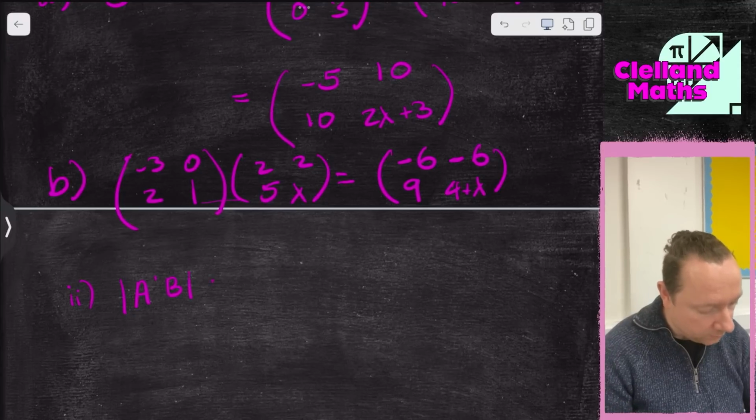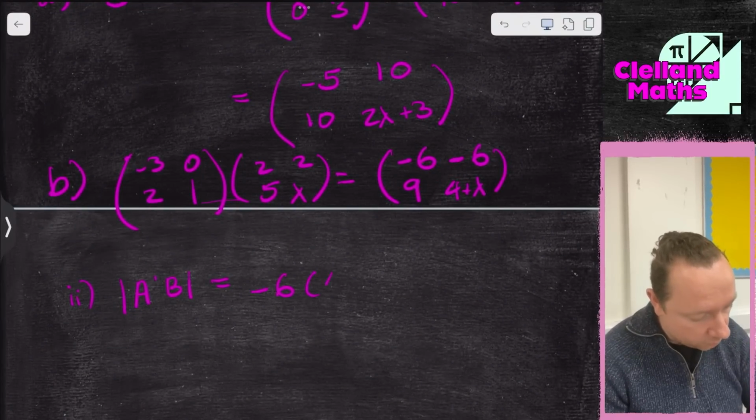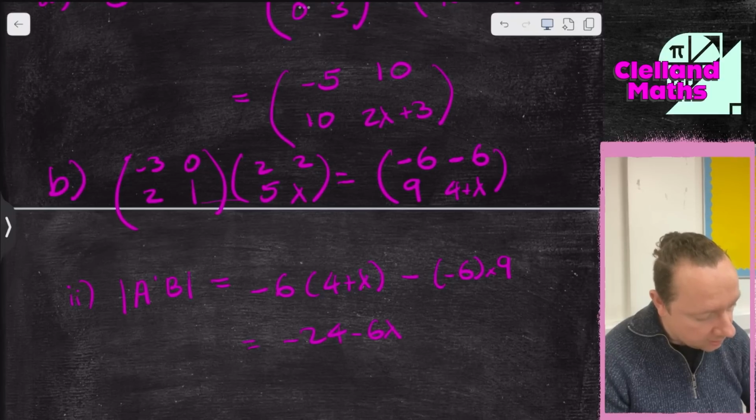So the determinant of a 2 by 2 matrix is just this times this minus that times that. So we've got minus 6 times 4 plus lambda, minus minus 6 times 9. So that gives me minus 24 minus 6 lambda. A minus times a minus is a plus, so plus 54. That gives me 30 minus 6 lambda.